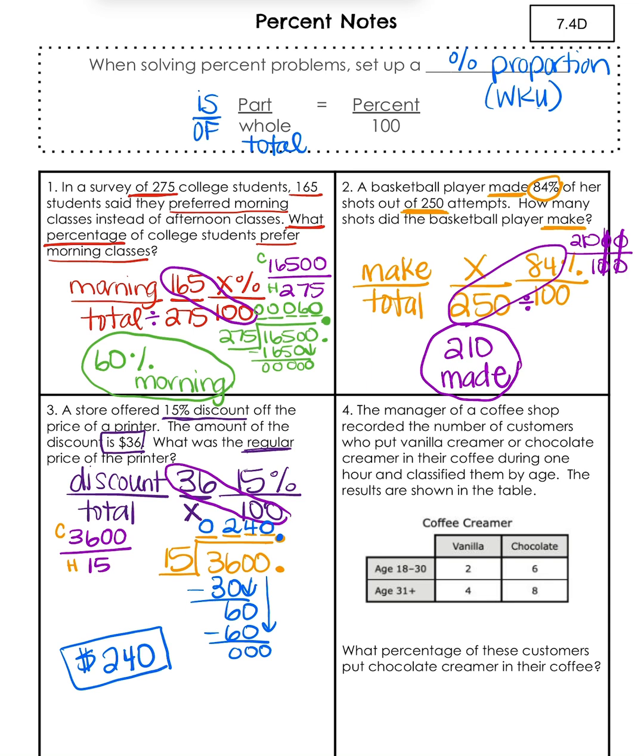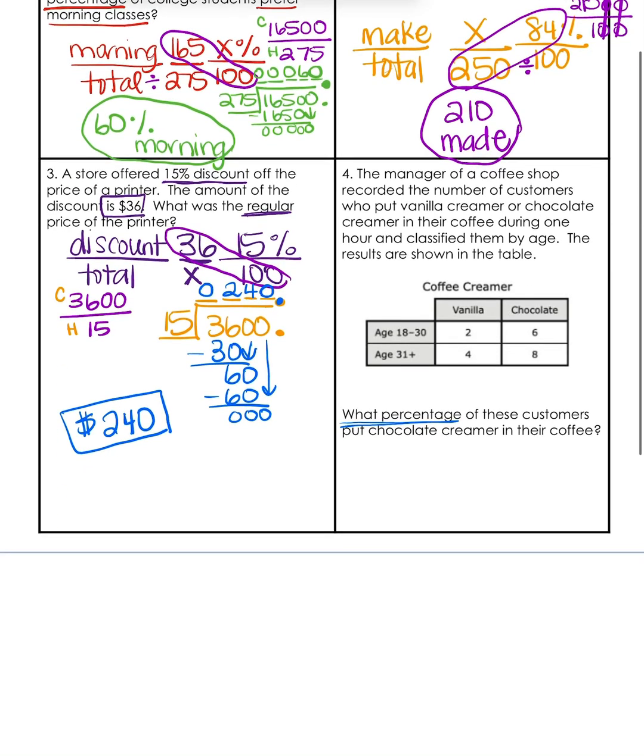All right, last example. The manager of a coffee shop recorded the number of customers who put vanilla creamer or chocolate creamer in their coffee during 1 hour and classified them by age. The results are shown in the table. So the first thing I see is the words what percentage. So I know percent is missing. I'm immediately going to put X percent over 100. And specifically, what are they asking for? They're asking for the percent of chocolate creamer.